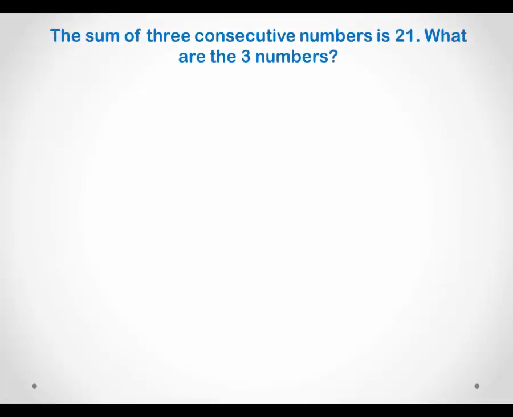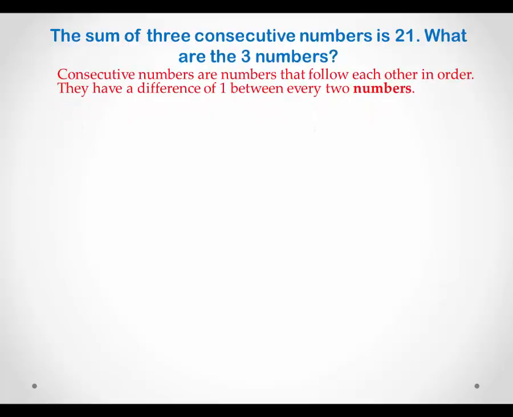We will now discuss what consecutive numbers are. These are numbers that follow each other in order. They have a difference of 1 between every two numbers. So basically, for example, we are talking about counting numbers: 1, 2, 3, 35, 36, 37, and so on. These are counting numbers in order.